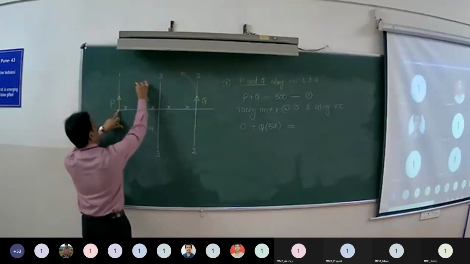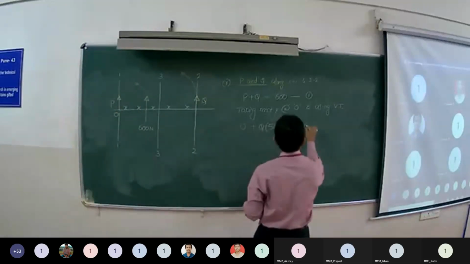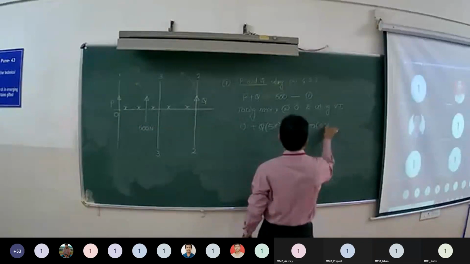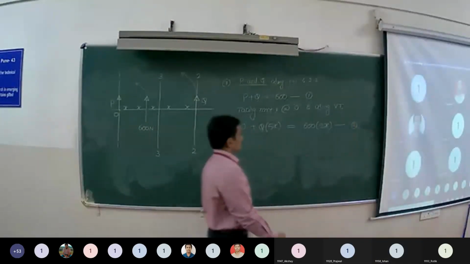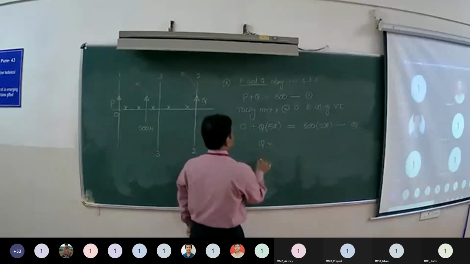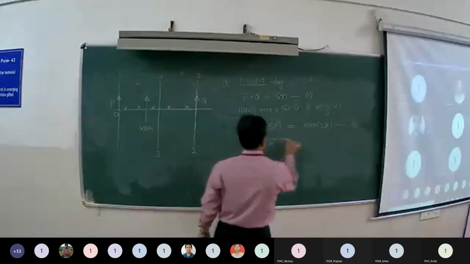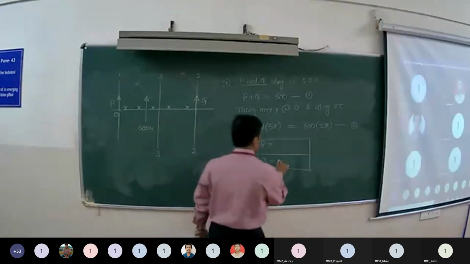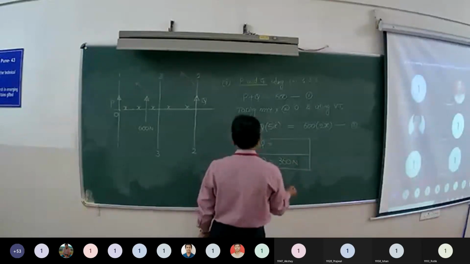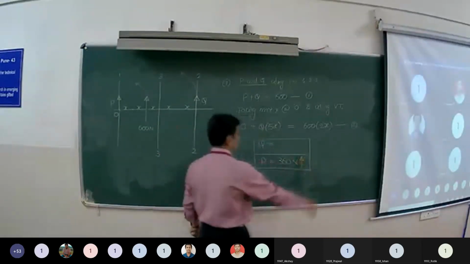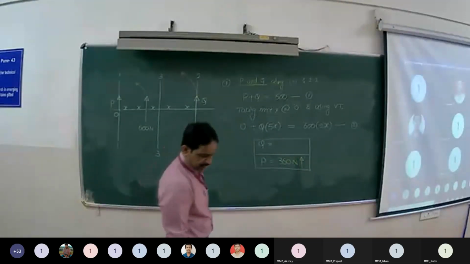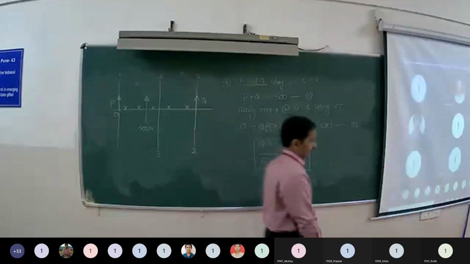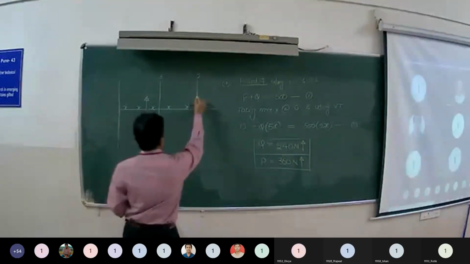Again, this 600 Newton is forming an anti-clockwise moment. So it is plus 600 into what is the perpendicular distance? 2x. So solving this equation, you will get Q, and from equation 1, P. So we have P as plus 360. You are getting P plus, which means the assumed direction is correct. It is upwards. And Q is 240, and it is upwards.